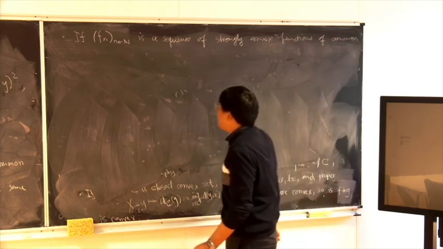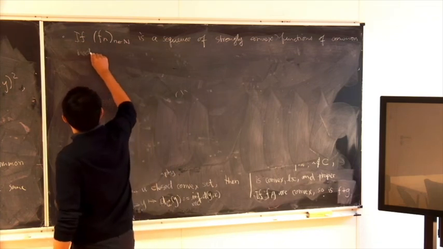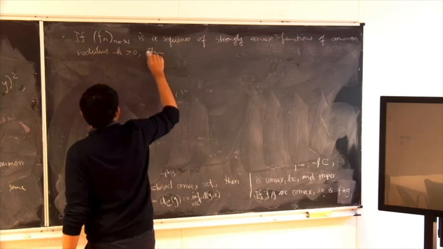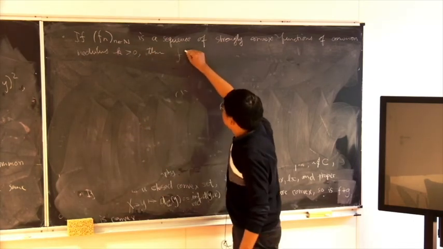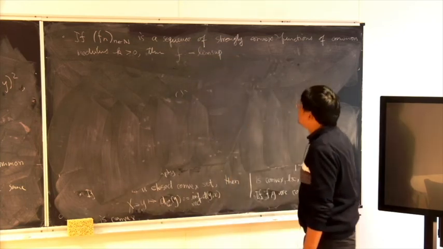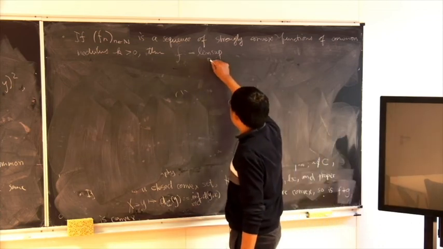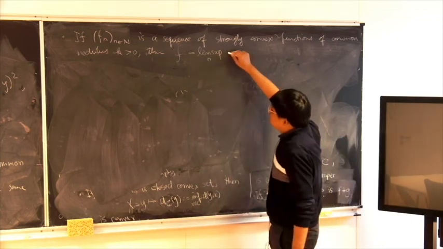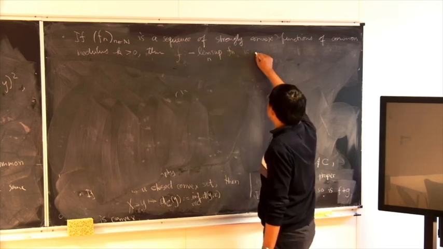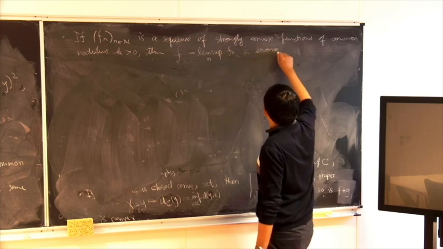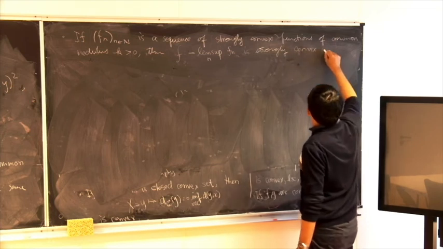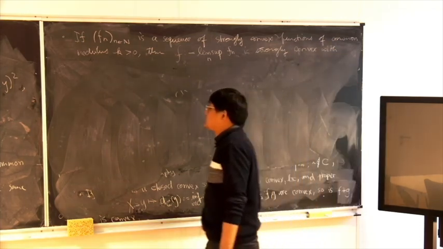Again, you have to have a common modulus k. Then you define another function f by taking the limsup over n going to infinity of fn. This is again strongly convex with modulus k.